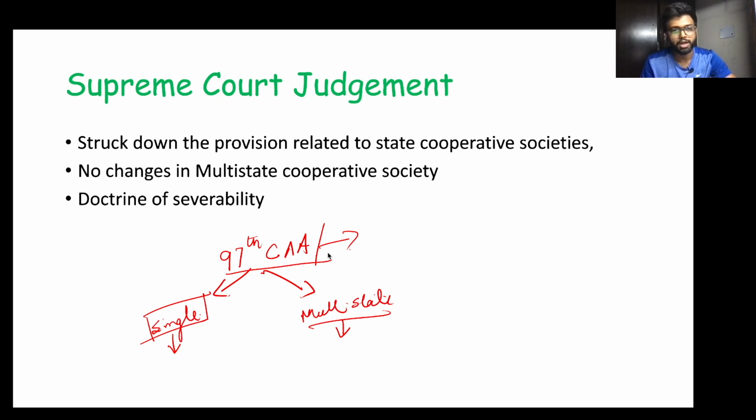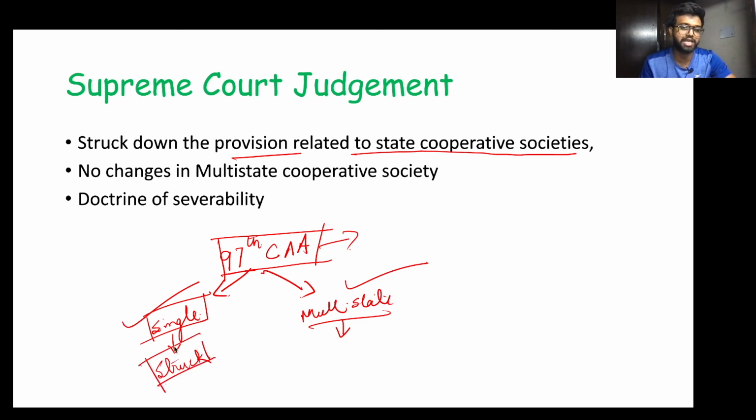So the Supreme Court has struck down the provisions related to the single state cooperative societies. This 97th Constitutional Amendment Act has provisions for both single state and multi-state. So the Supreme Court said that for any cooperative society which is operating in a particular state, all those provisions mentioned under the 97th Constitutional Amendment Act will be struck down. Which means for single state cooperative societies, states have the power to legislate and regulate.